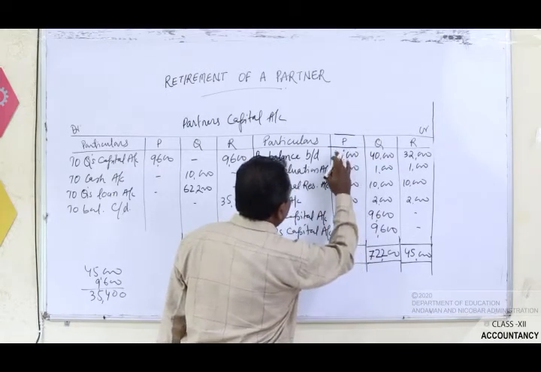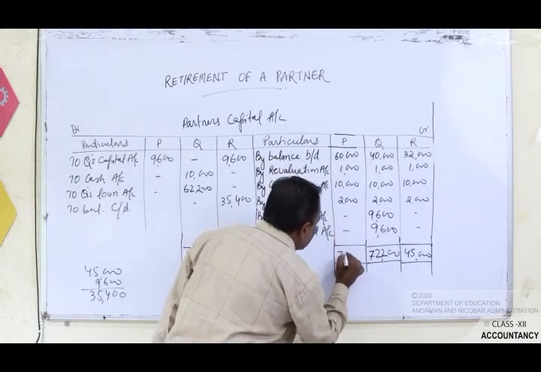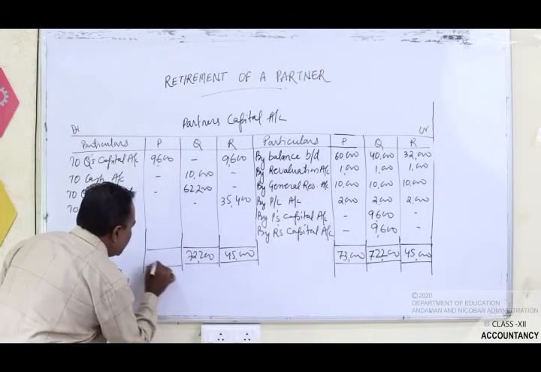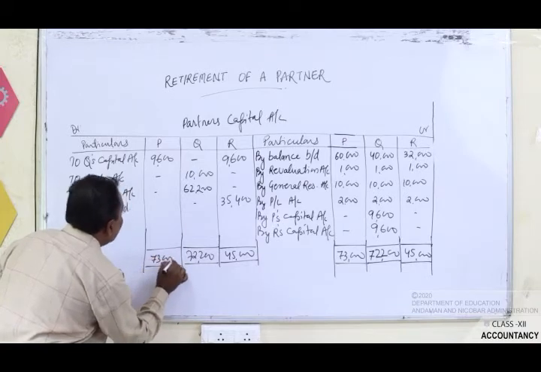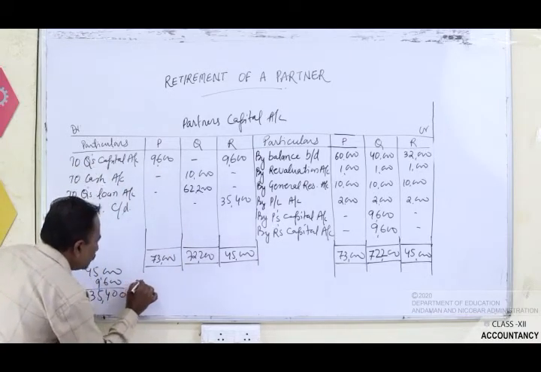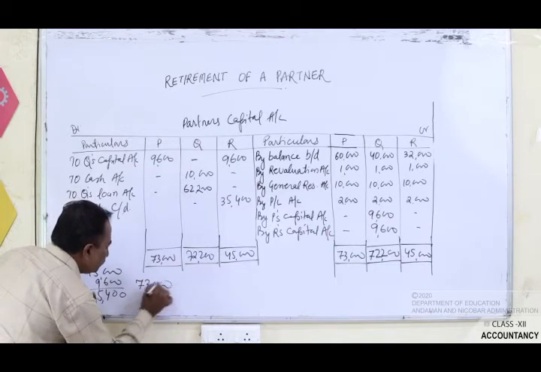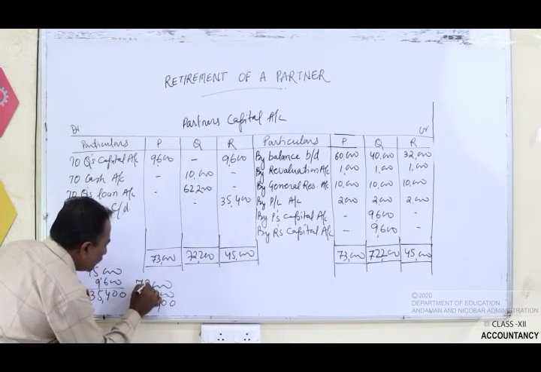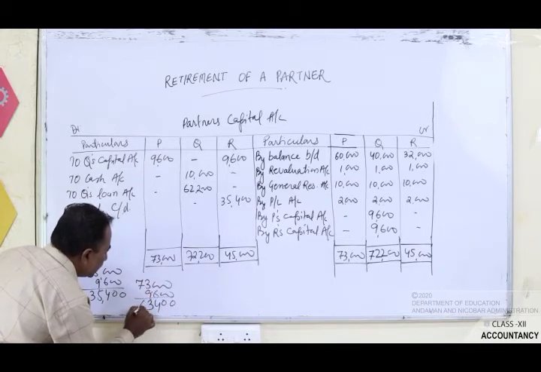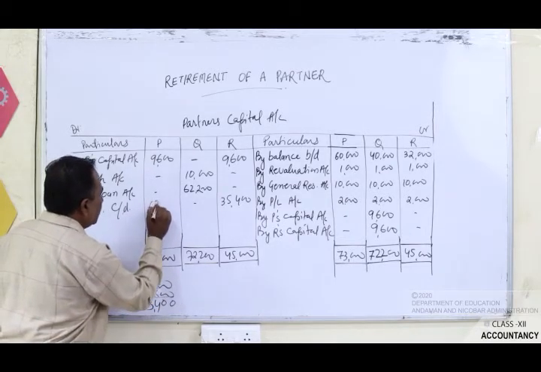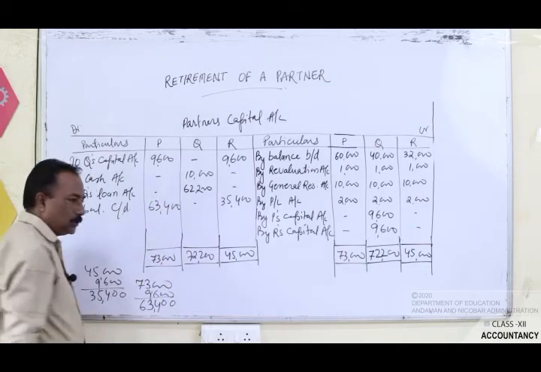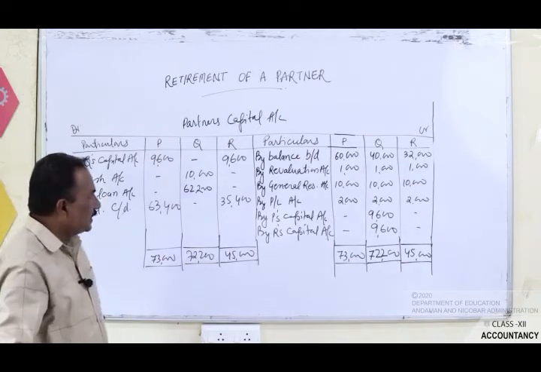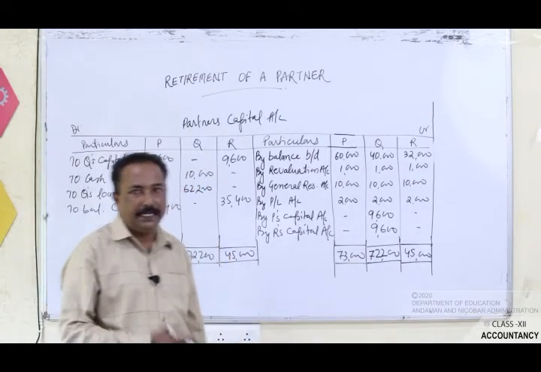The total here is 73,000. The same figure has to be recorded here as rupees 73,000. Subtract rupees 9,600. It is 63,400. So, dear students, this is the way in which we will prepare the partner's capital account. If you want, you can take a screenshot of it.